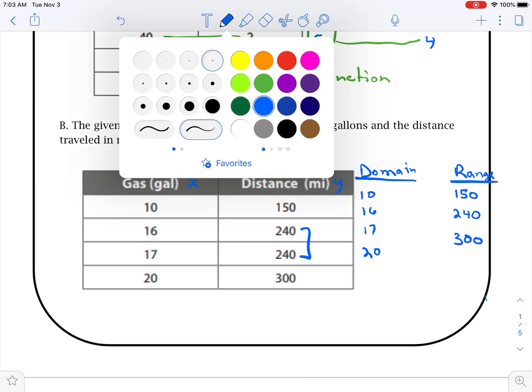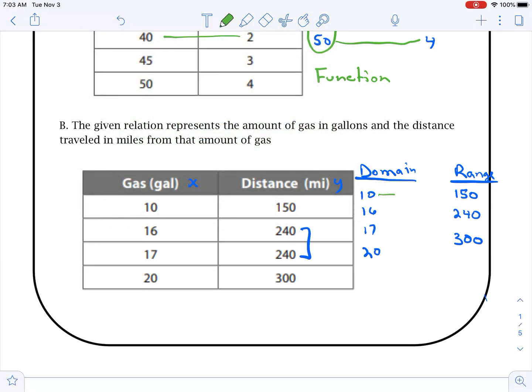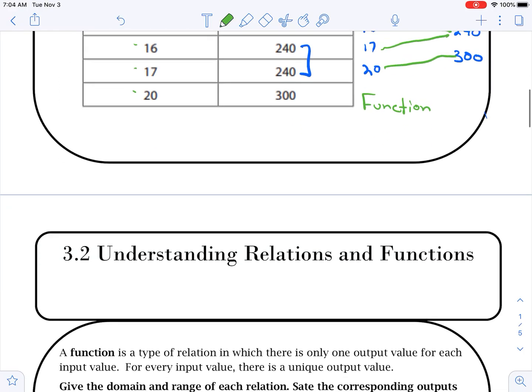And then again, I draw a line. So I'm going to do my mapping diagram. 10 goes with 150. 16 goes with 240. 17 goes with 240. And then 20 goes with 300. Again, if I look at it, none of these values repeat themselves. They're all different values. So I'd say, yes, this is a function. Or you could also look at your line. I don't have another line coming from that. So yes, it would be a function as we go through it.